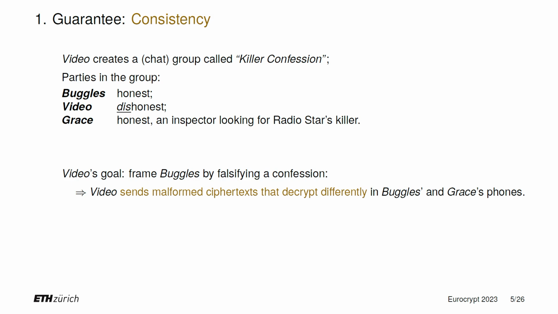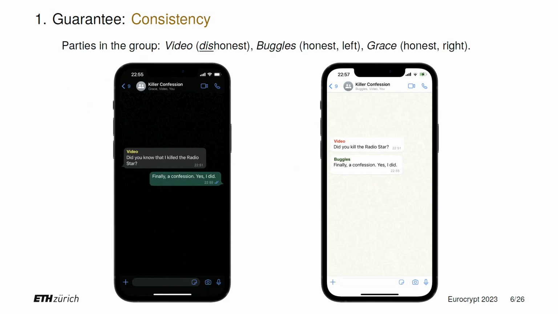So now Video's goal is going to be to try to somehow frame Buggles, and one thing it could try to do is to just send malformed ciphertexts that will decrypt differently in Buggles and Grace's phones. For example, the following could happen.